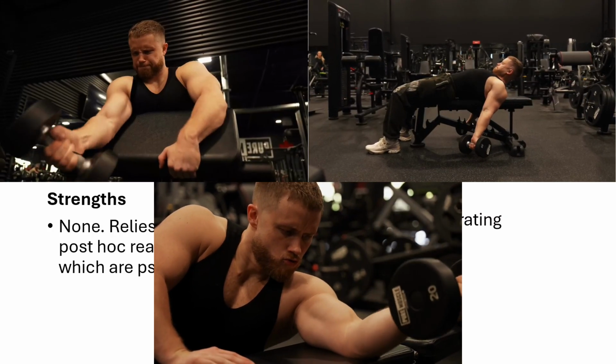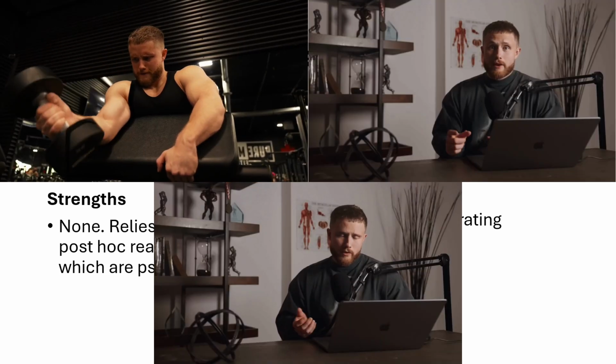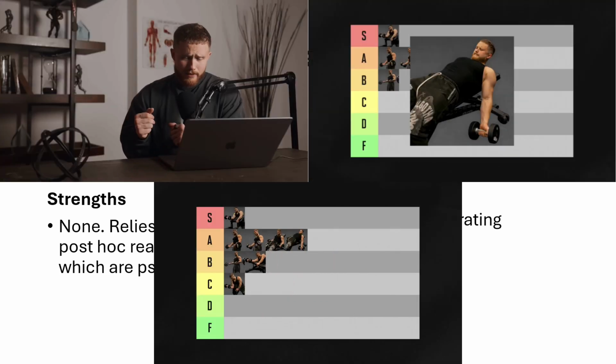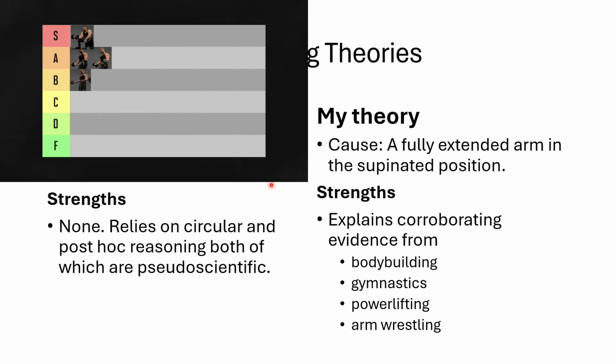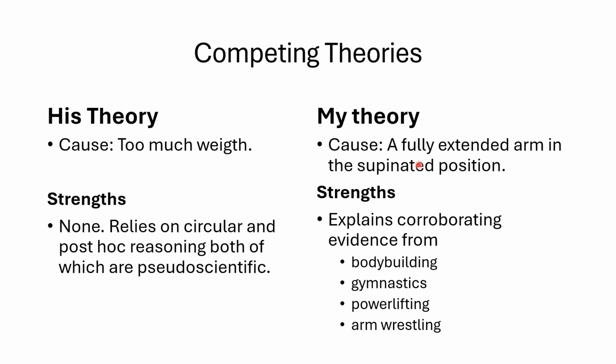Which do you think is the better scientific model of what is going on with the bicep tearing? Is it Mike's model: too much weight in almost all of the cases, so not always? Or is it my case: a fully extended arm in the supinated position, assuming there is load? Which has better corroborating evidence for it? And which is better testable? You could make an easy test for this.